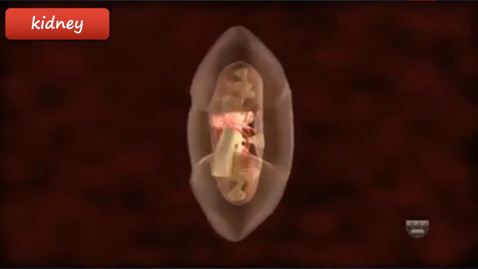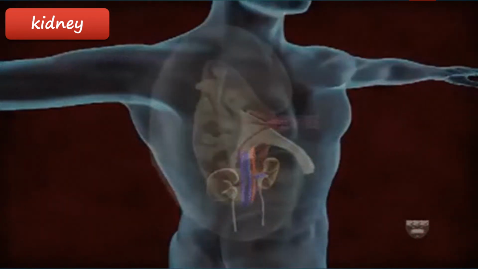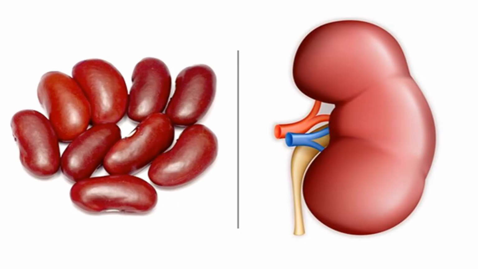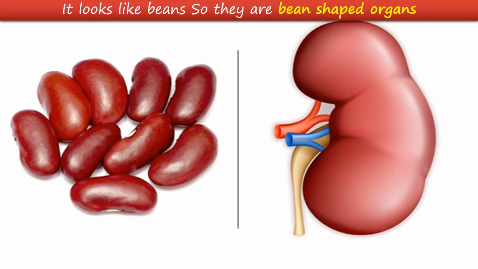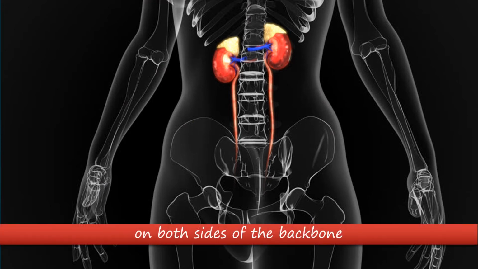The first organ in the urinary system is the kidney. What does it look like? Think. Yes, it looks like beans, so the 2 kidneys are called bean-shaped organs. And they are located on both sides of the backbone.